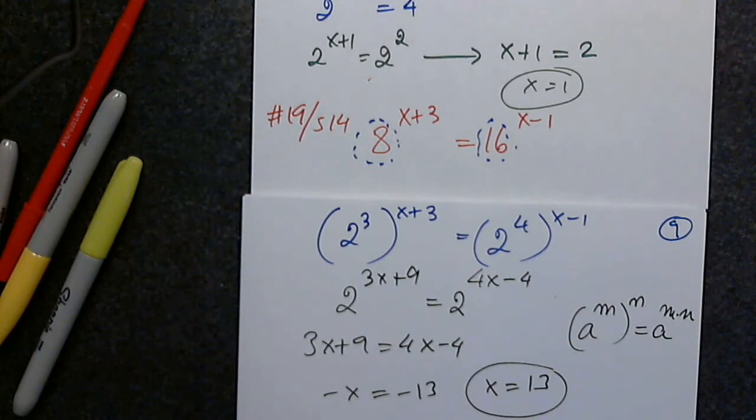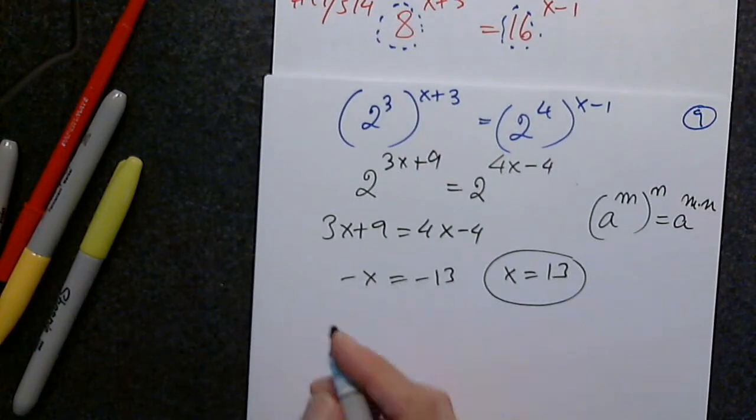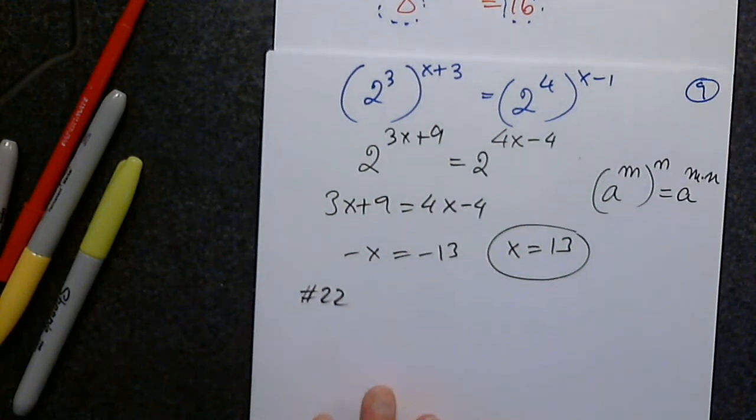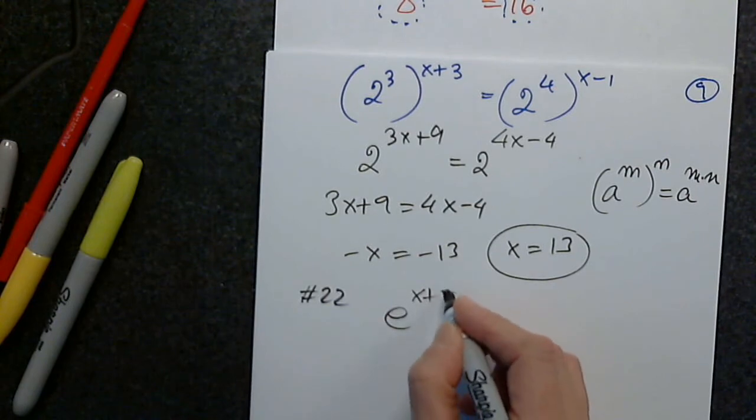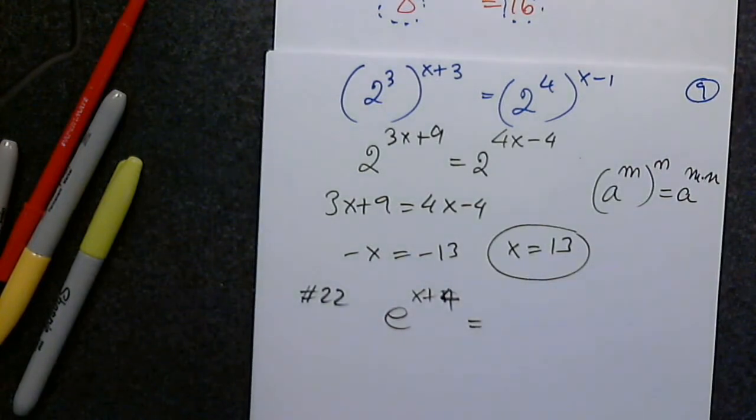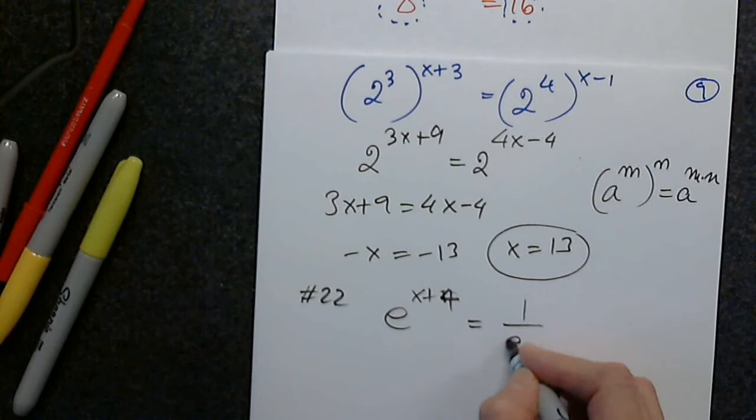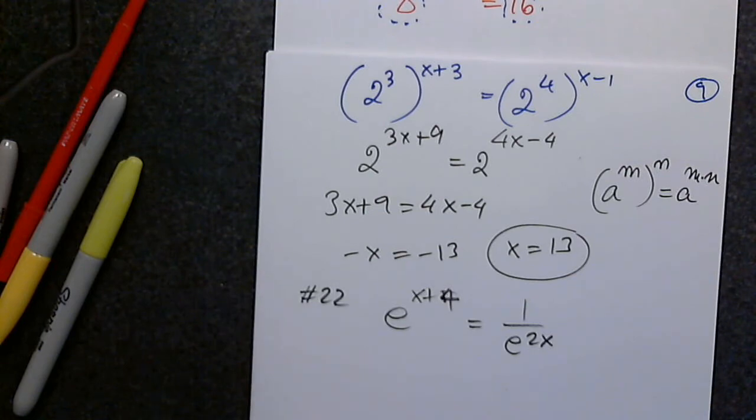Yeah, this caught my eye, 22. So we have e to x plus 4. Oops, I said 4 and I wrote 5. 1 over e to 2x. And after this one, we'll look at, if we have time today, if not on Wednesday, more sophisticated exponential equations in which the left-hand side and the right-hand side cannot be presented with the same base.